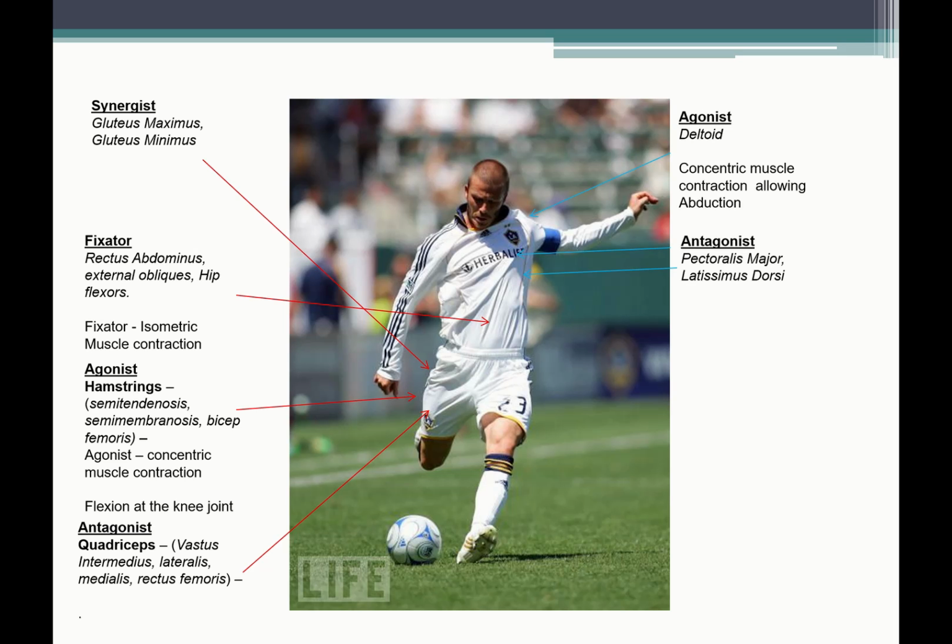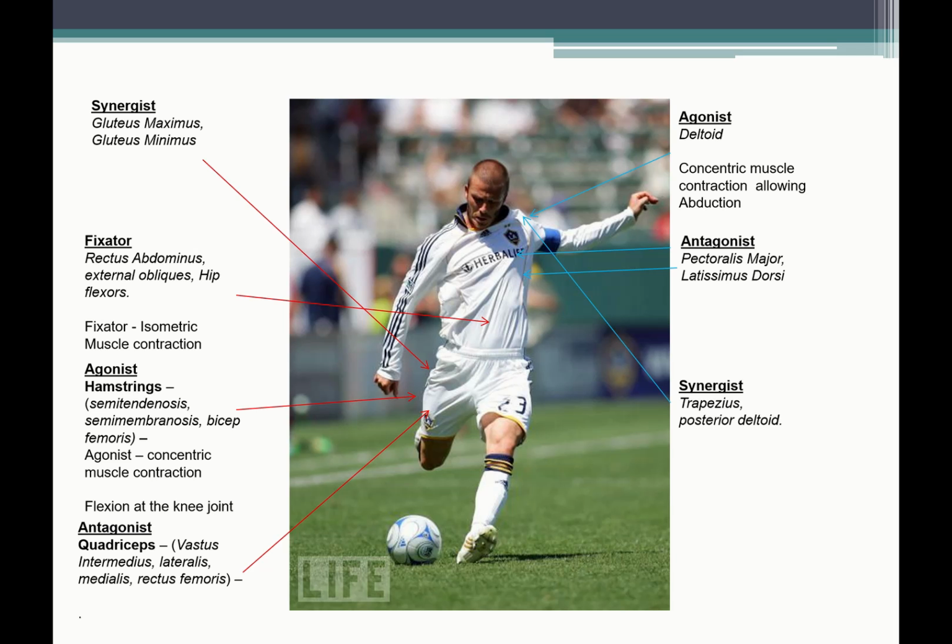The antagonist, the muscle which is working against the agonist and therefore acting as a brake, well, there are two muscles here which are doing that job, and that's the pectoralis major. As you can see, the chest will actually stretch out and act as a brake for the deltoid, and also the latissimus dorsi. So the latissimus dorsi once again will stretch, elongate, and therefore act as a brake for the agonist.